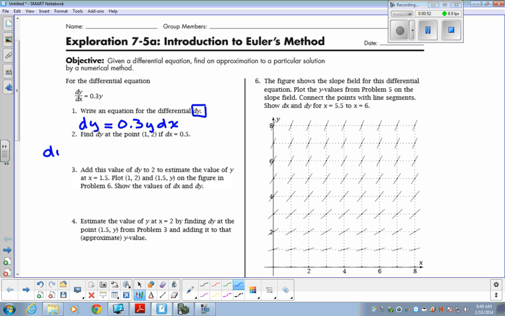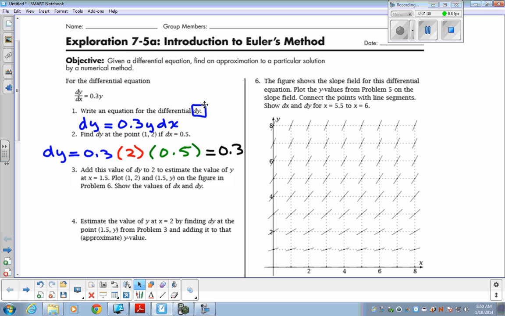So then dy is going to be equal to 0.3. I'm going to plug in 2 for y, and I'm going to plug in 0.5 for dx. And then I'm just simply going to use my calculator and evaluate that. If you don't have your calculator, I apologize. Pause the video and go get it because you will need it throughout this exploration. So when I evaluate that, I get 0.3. So dy is 0.3 and dx is 0.5.